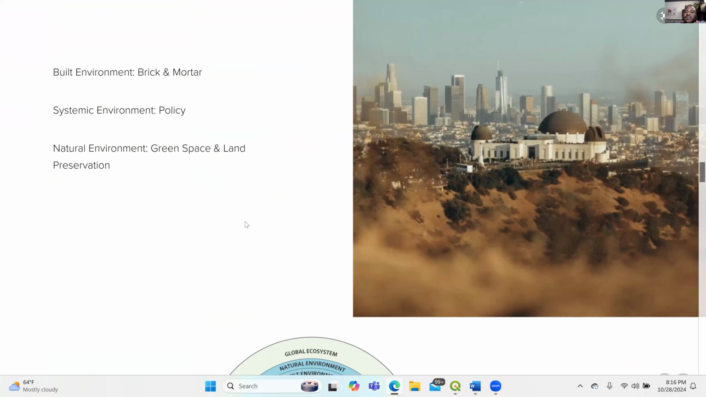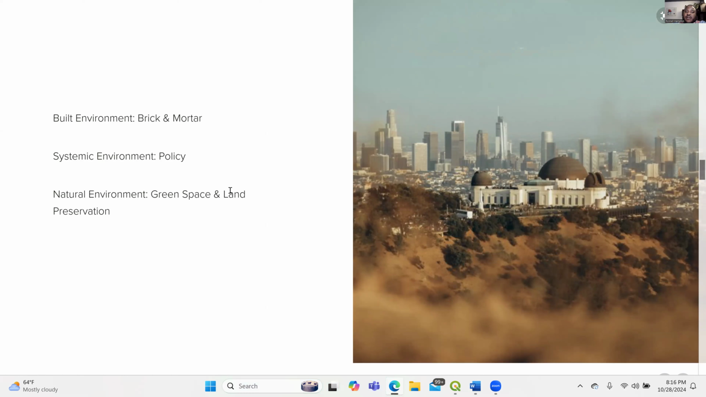What I want to spend time on today is really understanding how the individuals that you're serving, or who may be the end users of your design space, may be reflecting on how they see themselves in your design. We know that there's different ways that their lives are impacted by the built environment with brick and mortar infrastructure, the systemic environment through policy, as well as the natural environment with how green space is either managed or allocated or preserved within their community.